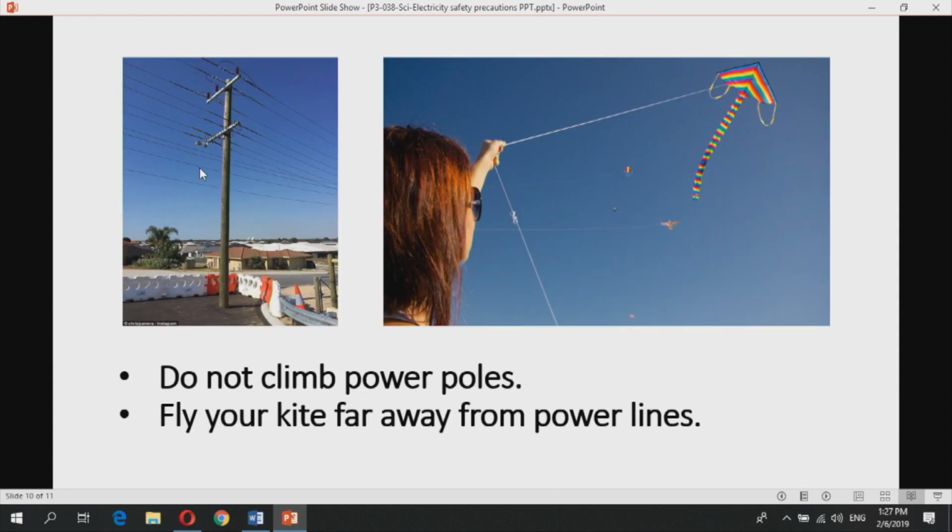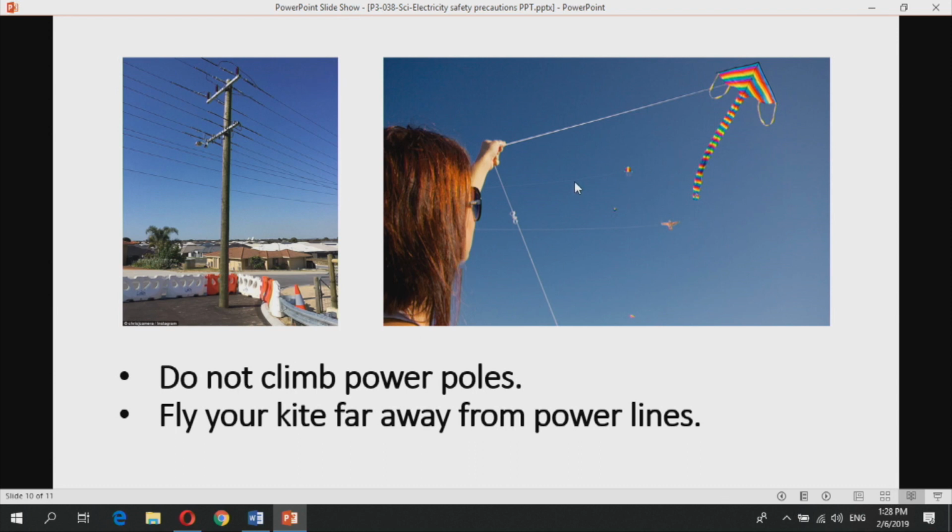Does anybody remember what this is? Electricity cables. Do not climb power poles. Do you think it's a good idea to climb up here? No. No, very bad idea. You'll die. If you were to touch one of these cables, dead. These have thousands of volts running through them. If we touch one, die. That's why they're high up out of the way.